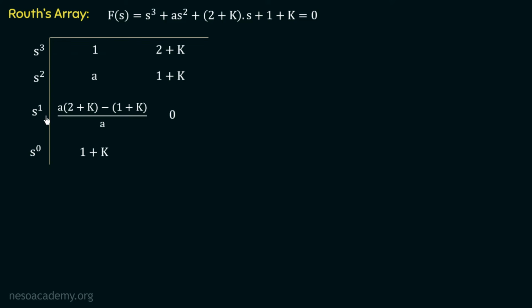So out of these three rows, which row should be the row of zeros? Tell me. Should this row be a row of zeros? Or should this row be a row of zeros? No. S power 2 row or S power 0 row cannot be a row of zeros. Only S power 1 row can be a row of zeros in this case.